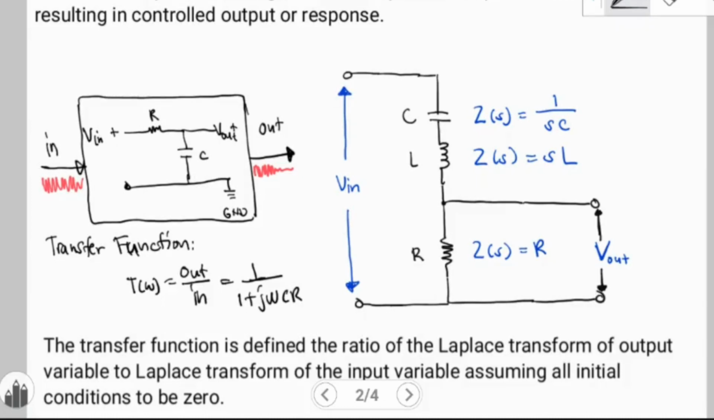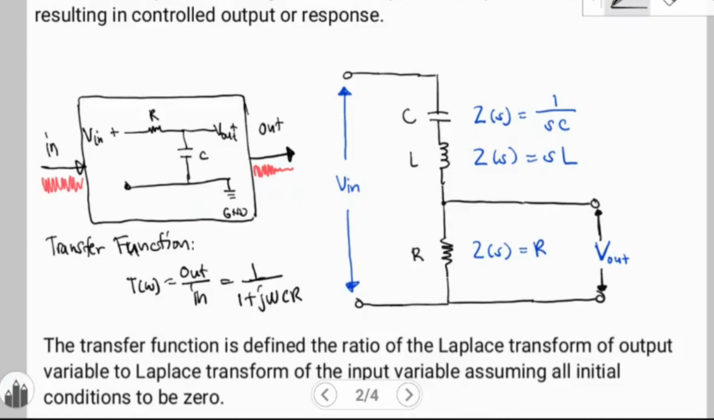So the equivalent transfer function, that is T of w, is equal to the output, which is equal to 1 over 1 plus G(w)C(w). So for example, a block diagram, transfer function. So that is the main concept.